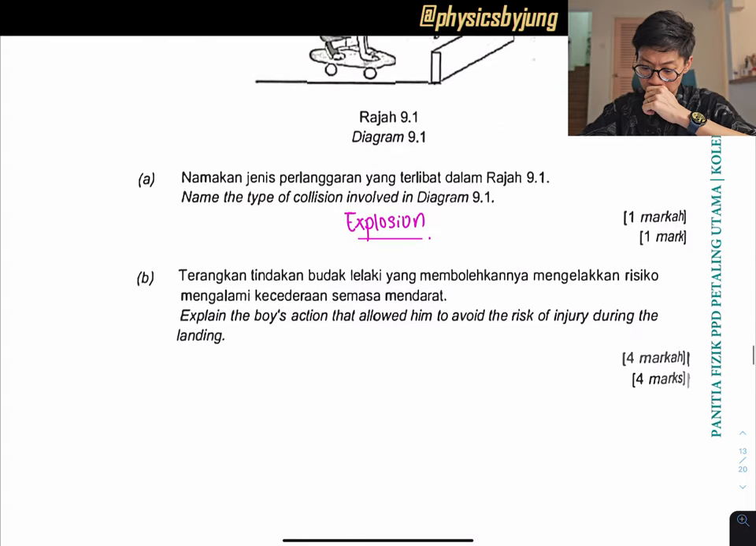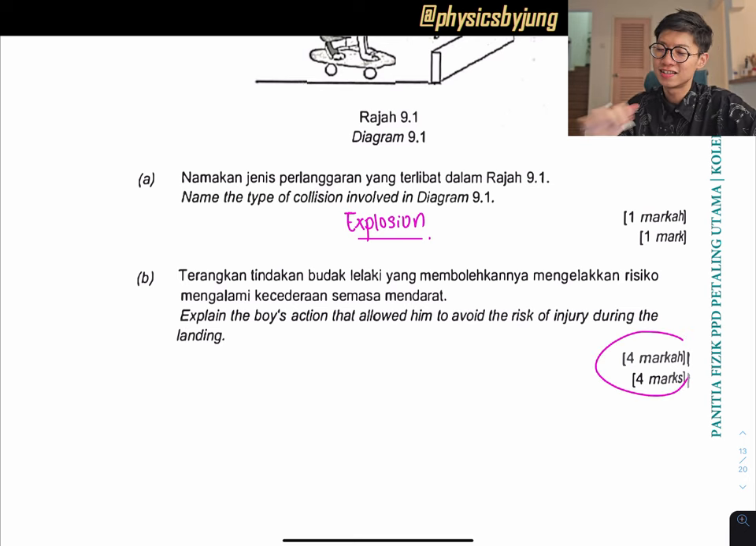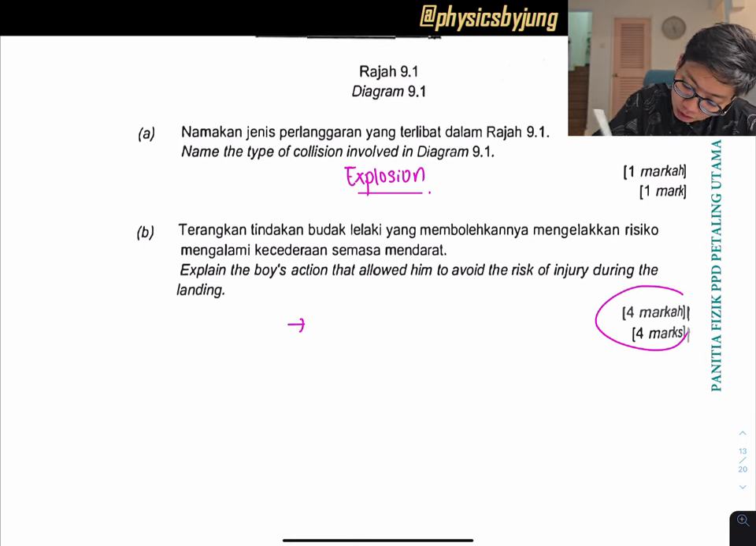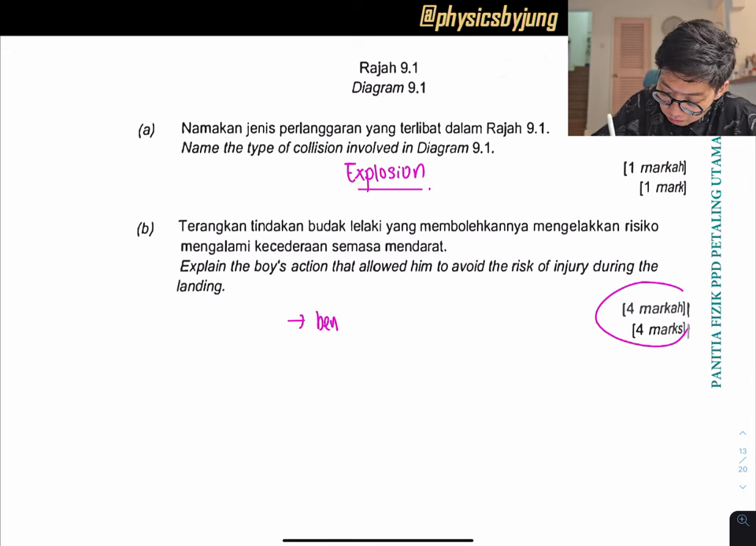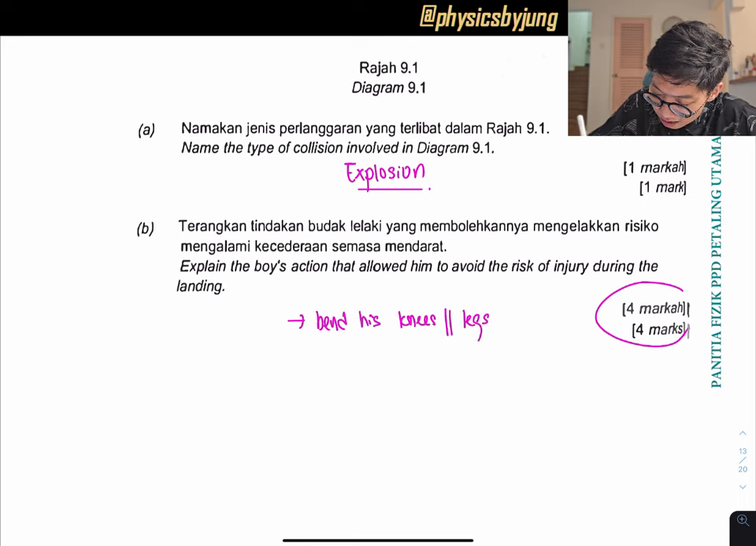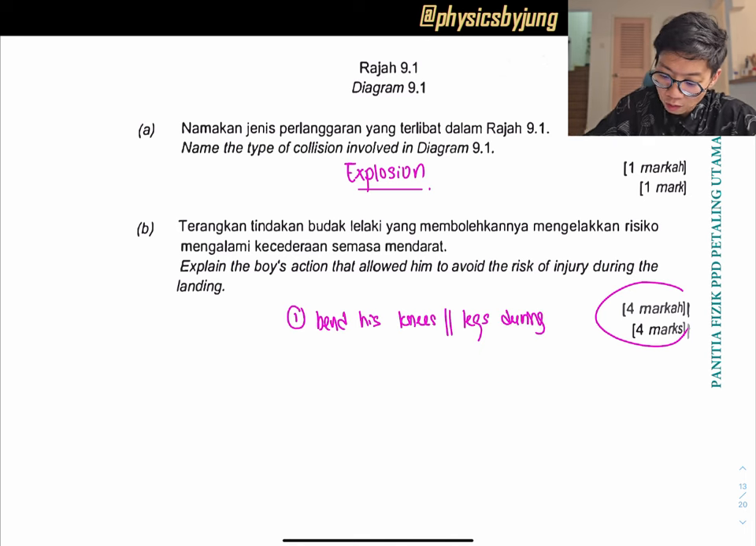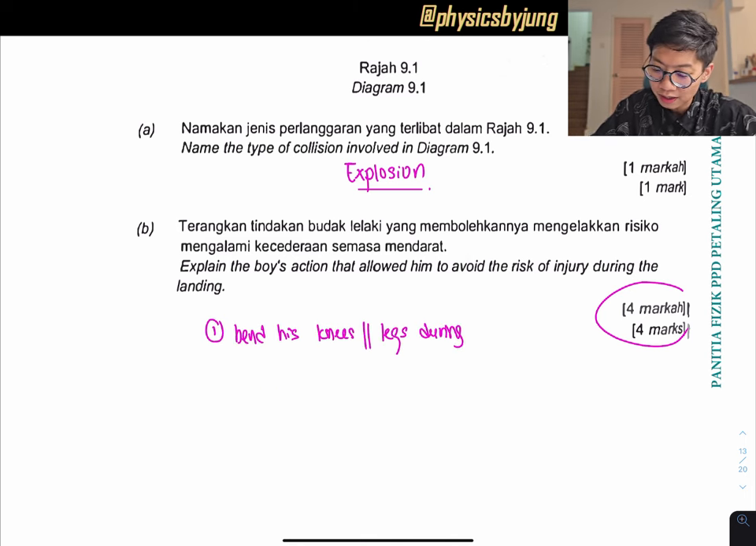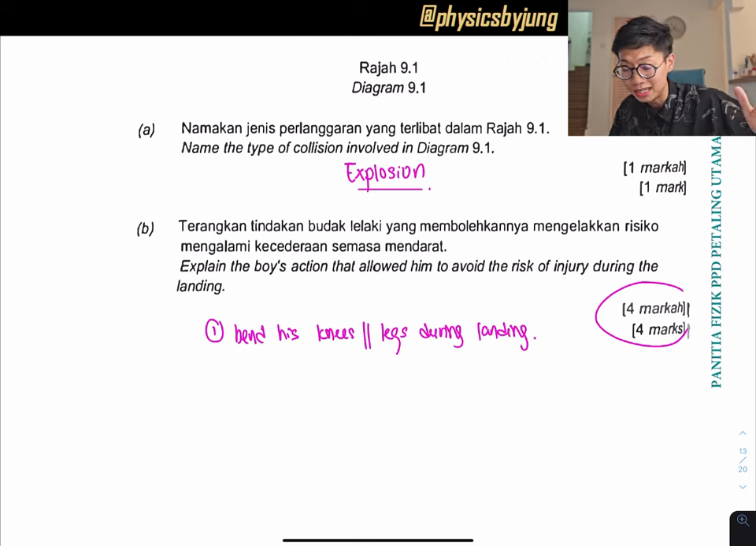Okay, explain the body action that allows him to avoid the risk of injury during the landing. Again, 4 marks. So what is the idea? Keep your sentences short and simple. Try not to write too many points in one sentence. So the boy's action is number 1. What does he do? He actually bends his knees, or you can say bends his legs. Not enough, guys, this is just bend his leg, knees, not enough. The answer is you have to say during what? During landing. Why do you need to say this? Because the action happens during landing, it's not like anytime, okay?